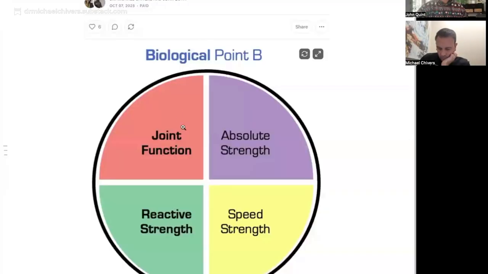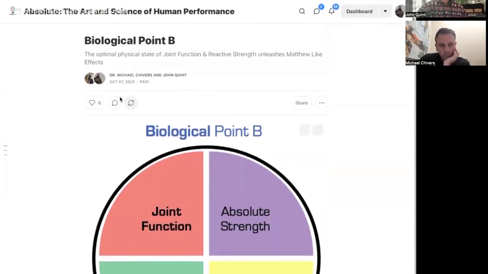We're going to have a discussion on biological point B. So I'll share an image. This image, we get into this very deep in the learning module. The difference between the neurological side and the biological side of point B. So what you're looking at here is point B. This is from October 7th, the optimal physical state of joint function and reactive strength.